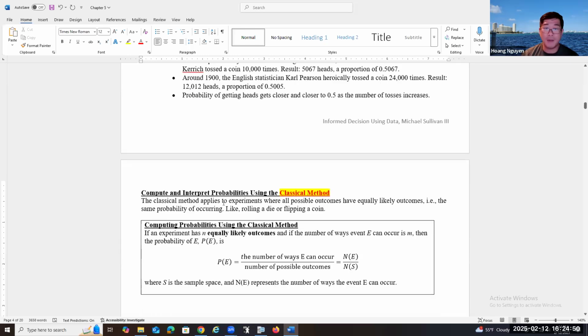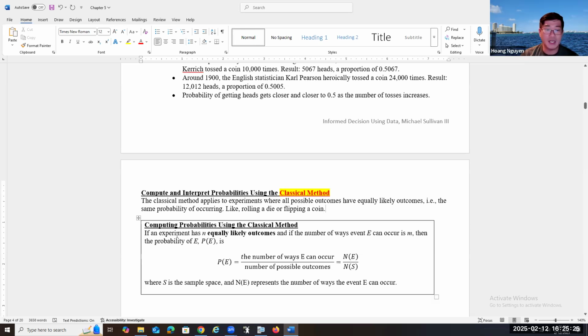The classical method applies to experiments where all possible outcomes are equally likely. So they have the same chance of occurring, the same probability for all of the possible outcomes. Like when you roll a die or flip a coin, each of the outcomes is equally likely. So what's the idea of the classical method?